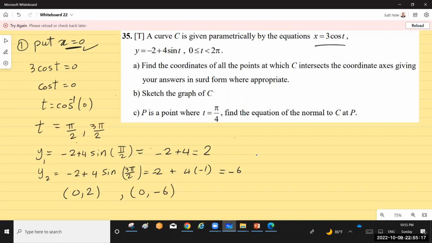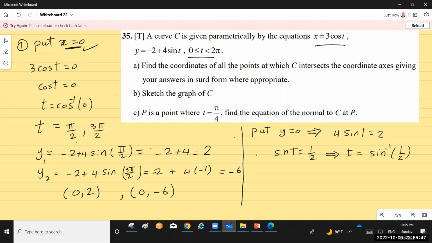Similarly, to find the x-intercept, just put y equal to 0. Y equal to 0 implies 4 sine t is equal to 2, so sine t equals half, which implies t equals sine inverse of half. In the domain from 0 to 2 pi you have 2 angles: t is equal to pi over 6, 30 degrees, and its supplementary 5 pi over 6.